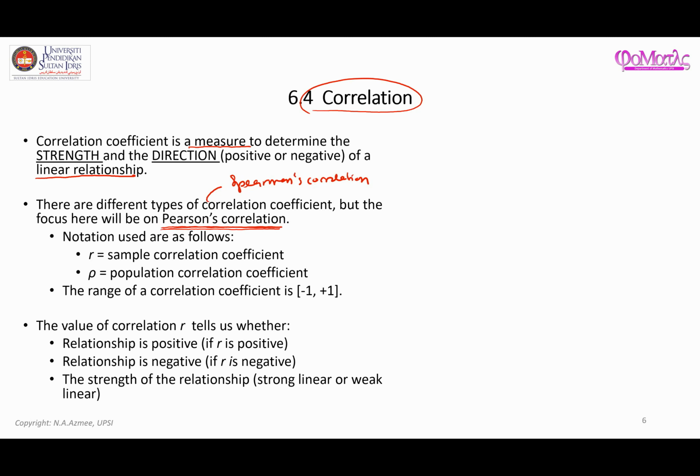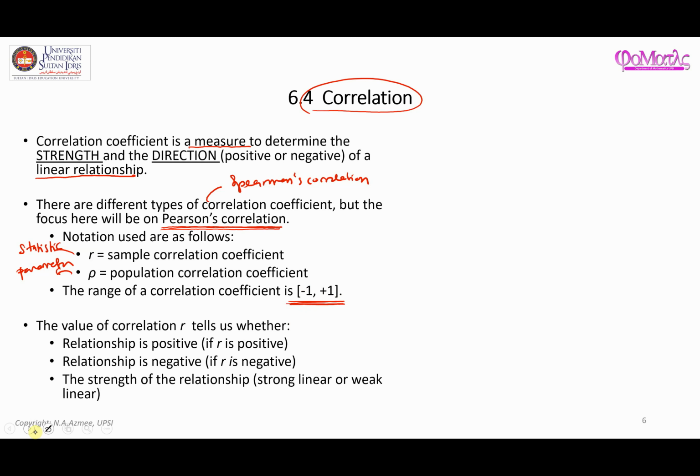Now, these are the notations that are used. R here represents the sample correlation coefficient, and rho here represents the population correlation coefficient. So in other words, R here is the statistic, and rho here is the parameter. Now, the range of a correlation coefficient is between -1 and +1. So this is the range of values you should get in order to make sure that your calculation is correct. So the value has to be between -1 and +1.